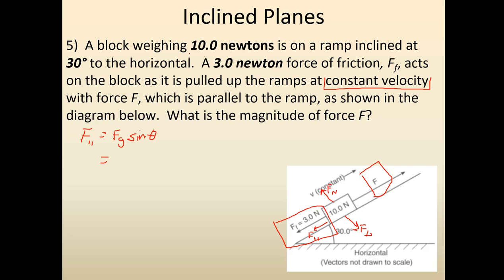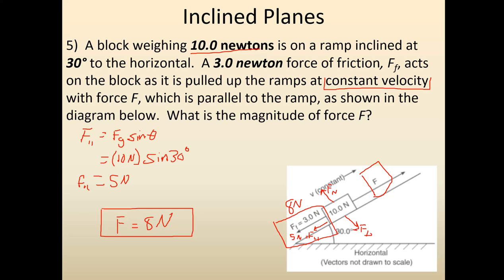Once again, they tell us that the weight is 10 newtons. I'm not going to do anything with that because it's already in newtons. And this is sine 30, so this will end up being 5 newtons. So I have 5 newtons caused by some of the weight pulling it down, and I also have friction of 3 newtons pulling it down. In total, I have a total force of 8 newtons pulling down. Therefore, the force pulling up has to also be 8 newtons.